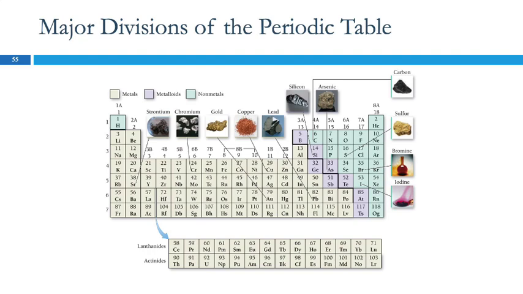So there are many parts of the periodic table. You could think of this as chemistry's best cheat sheet, right? There's just like so much stuff hidden in there. And the more you study chemistry, the more you learn about what's hiding in the periodic table. But there's some major divisions.